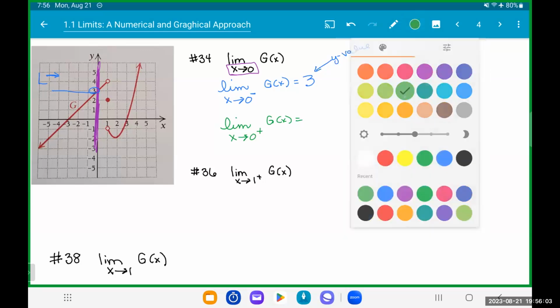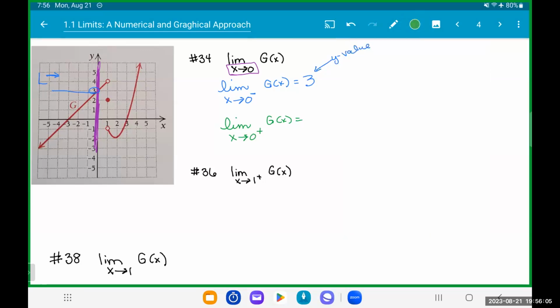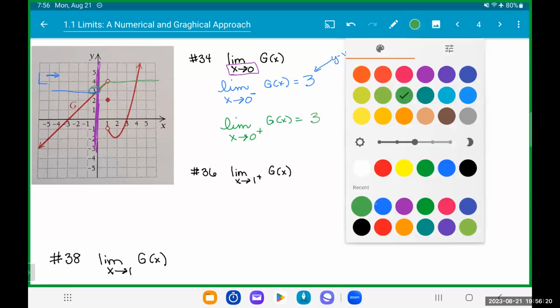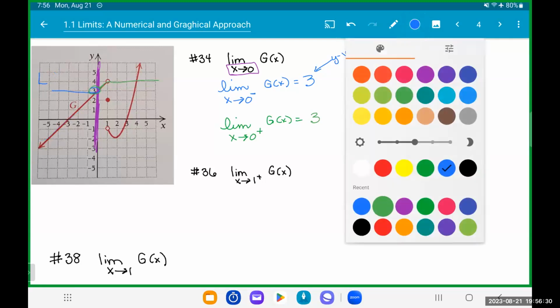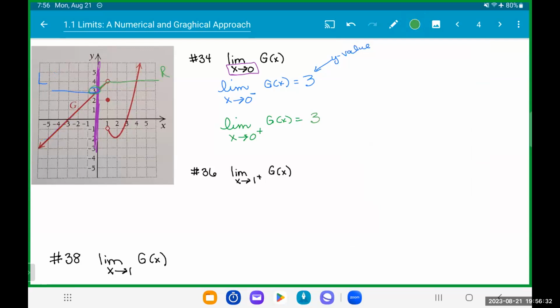Now, when I approach from the right, you can see I'm on this graph here as well. I like to say, go to the graph, write it down. It also is at 3, my y value. We could have written the graph up to 3 and seen that as well. So that's from the left, and this one is from the right.